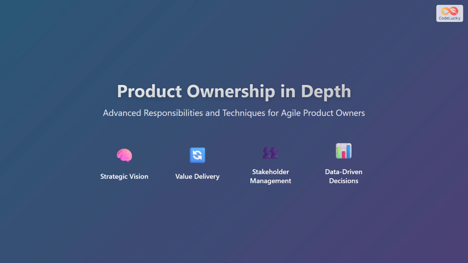Welcome. Today we're diving deep into product ownership, exploring advanced responsibilities and techniques for agile product owners. We will cover the strategic vision, value delivery, stakeholder management, and data-driven decisions.